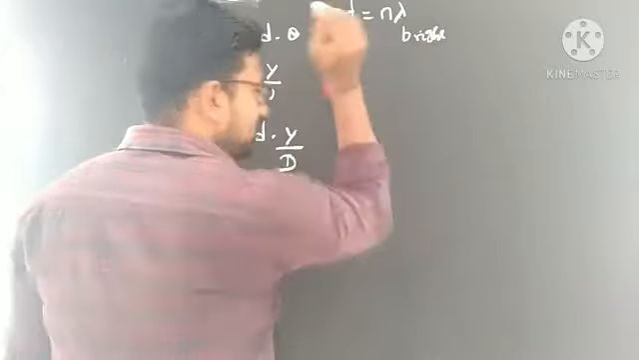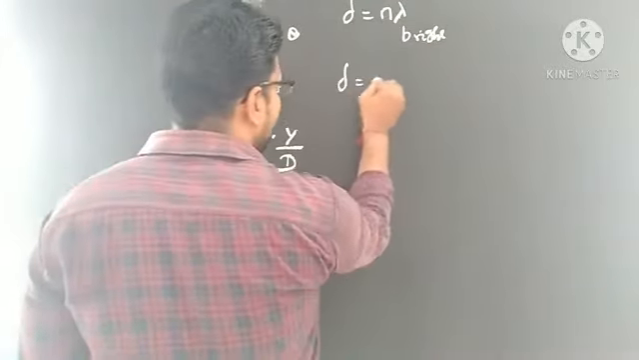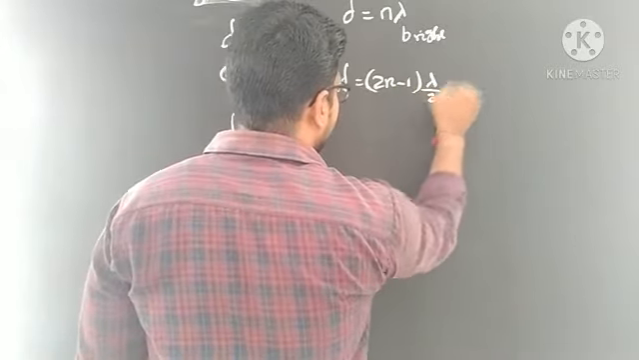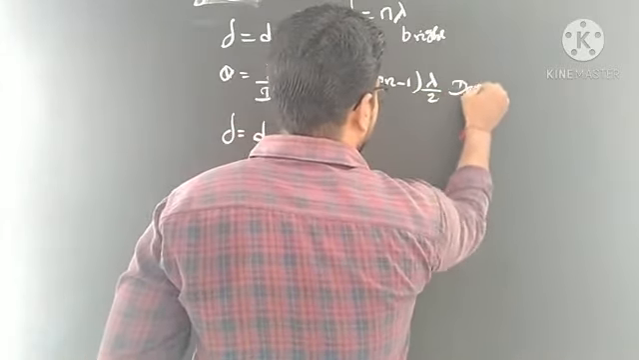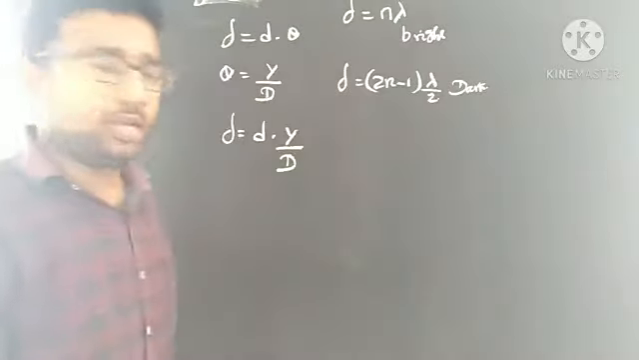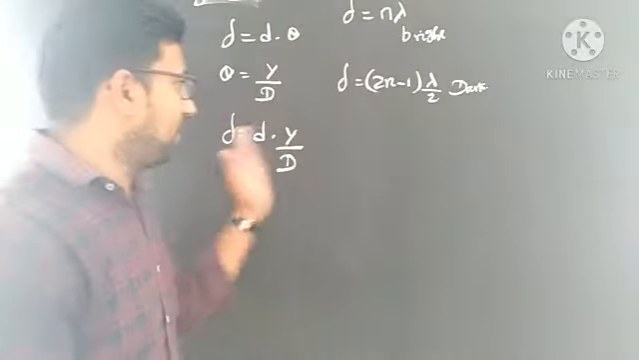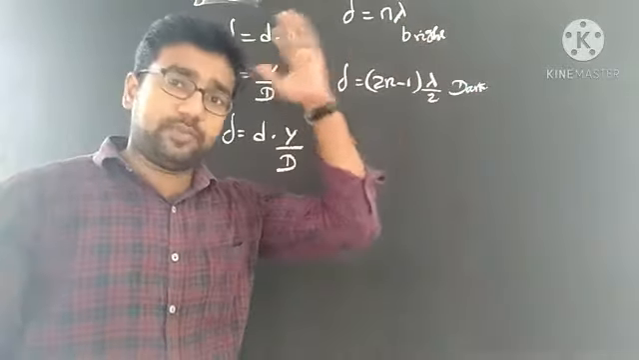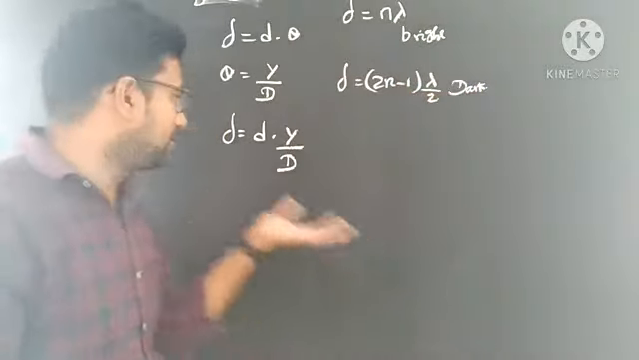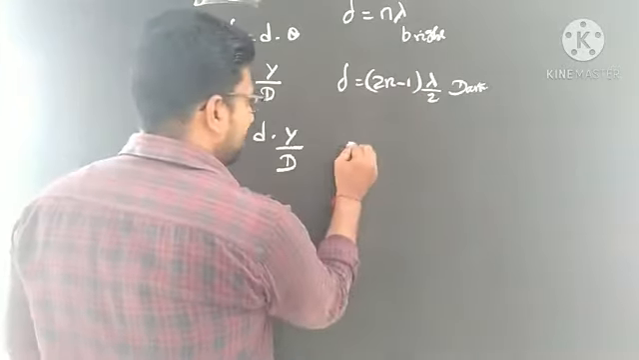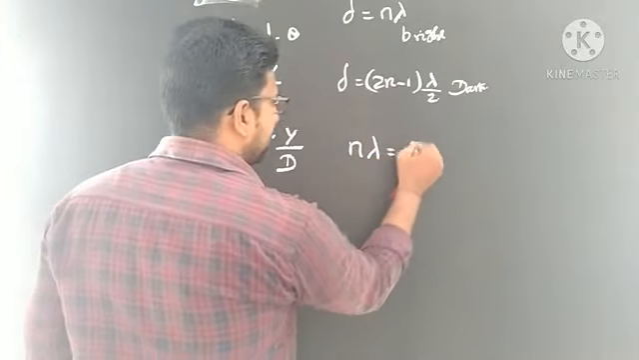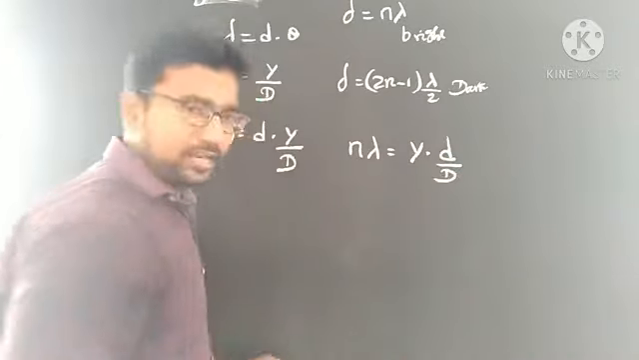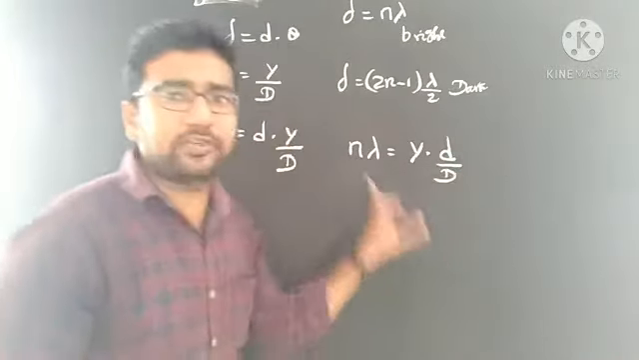For dark fringes, the path difference Δ is equal to (2n−1)λ/2. This is the path difference condition for dark fringes. Now I am going to substitute the value. Suppose at the point P there is a bright fringe, then Δ = nλ = yd/D. This is the condition for bright fringes.